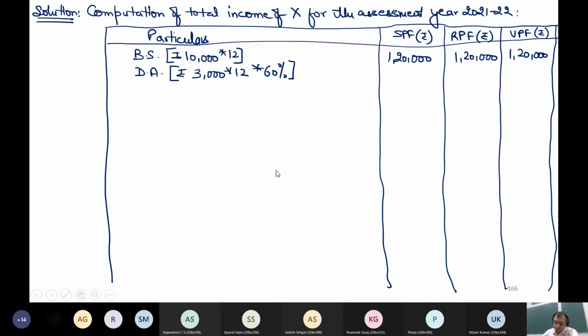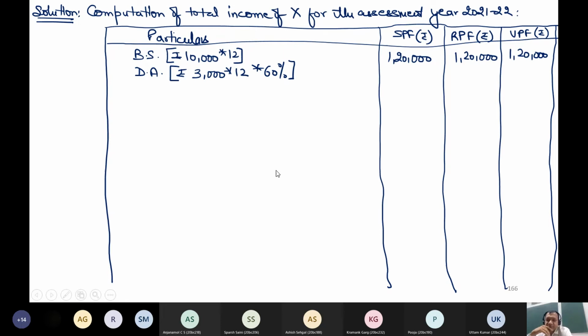Next point. The next income was commission. Can I write commission here or should I ignore it? Any answer? Should I write commission 31,000 here, or should I ignore it? Any answer from your side?